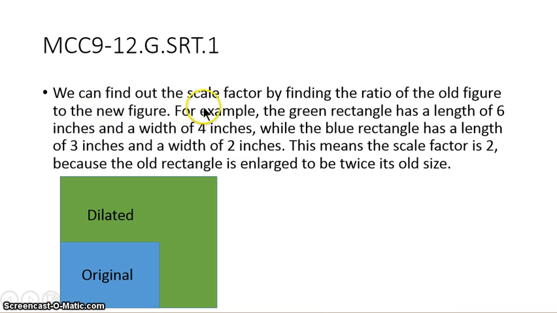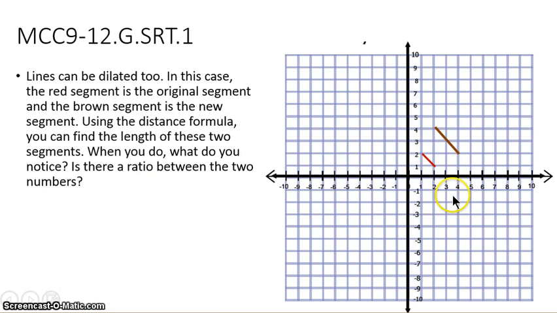We can find out the scale factor by finding the ratio of the old figure to the new figure. For example, the green rectangle has a length of 6 inches and a width of 4 inches, while the blue rectangle has a length of 3 inches and a width of 2 inches. Since 6 divided by 3 and 4 divided by 2 both equal 2, this means that the scale factor is 2, because the old rectangle is enlarged to be twice its old size.